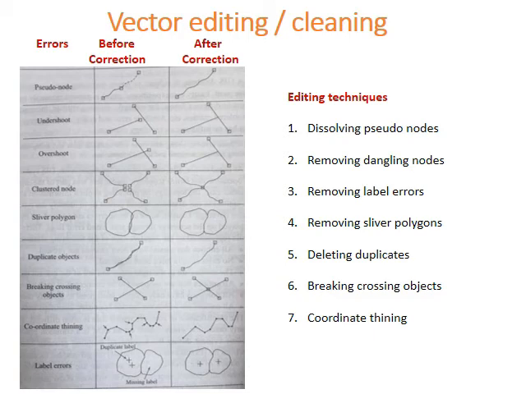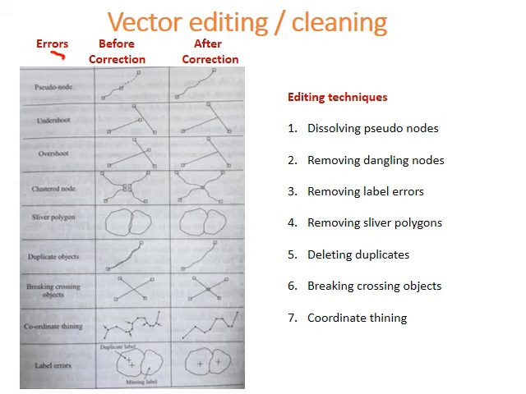Many of the GIS software packages have a provision to identify and remove the errors automatically. The following are the major actions that have to be done before you go for your GIS spatial analysis. This table gives you an idea about the possible errors, how they look before correction and after correction. The first one is called a pseudo node.